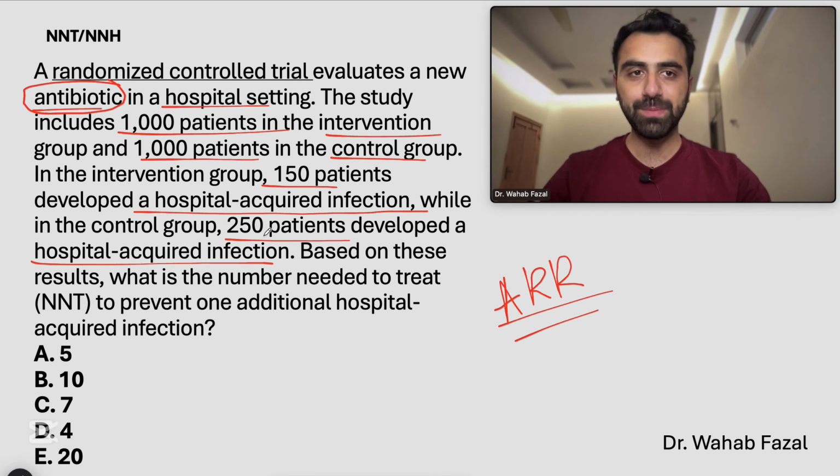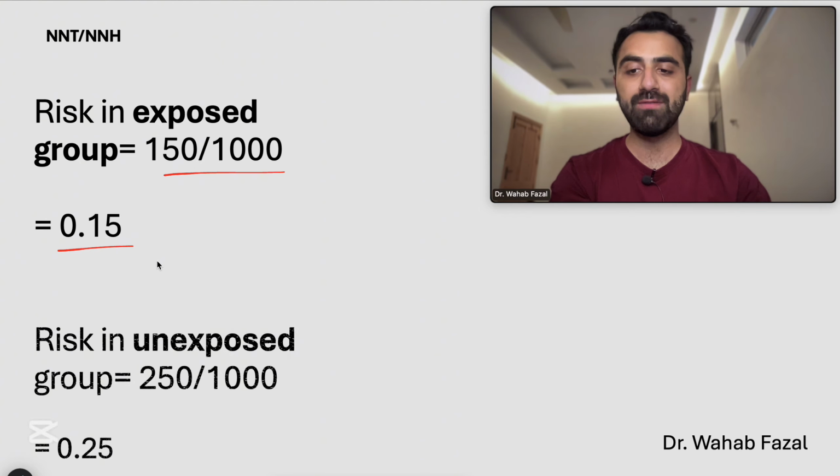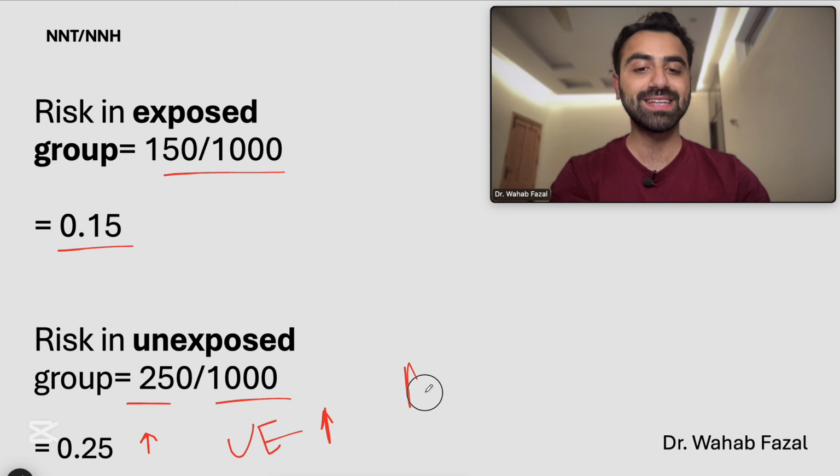First of all, right off the bat, can you tell me which group has the higher risk, the exposed group or the unexposed group? In this case, we can just calculate that together. So the risk in the exposed group is 150 by 1000 or 0.15, and the unexposed group is 250 by 1000 or 0.25. So the risk in the unexposed group, people who did not get this new antibiotic, is actually higher, just like we said for absolute risk reduction.